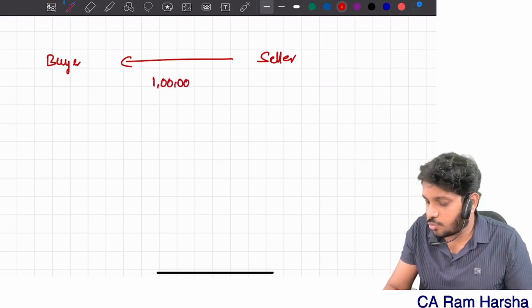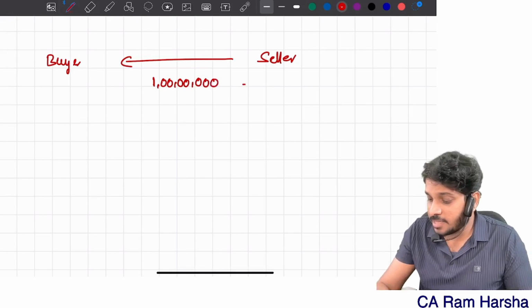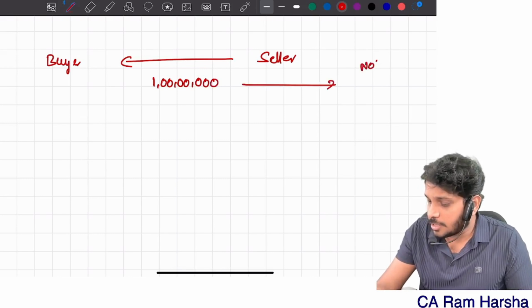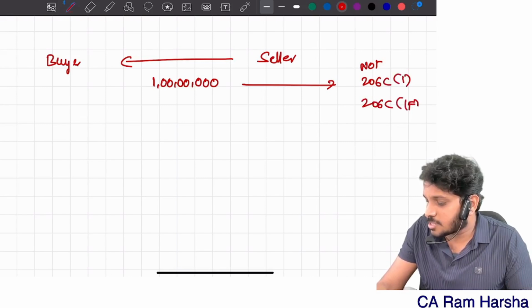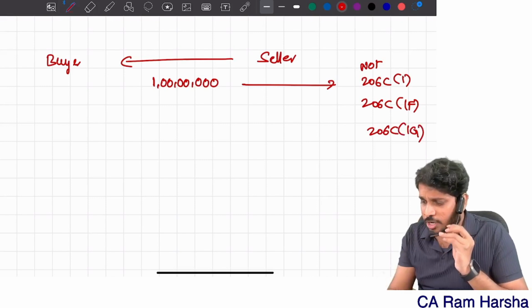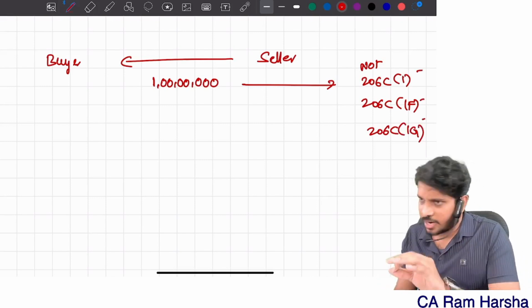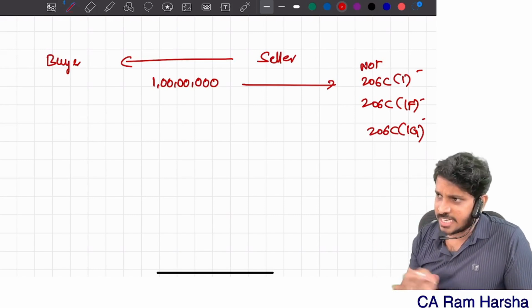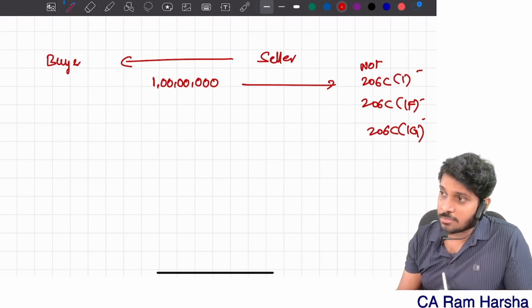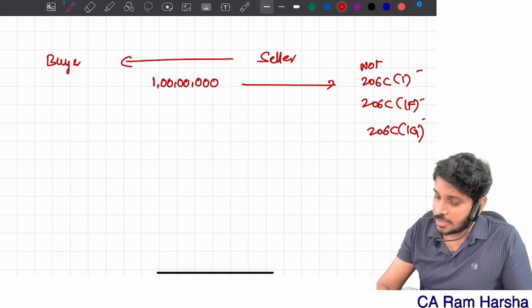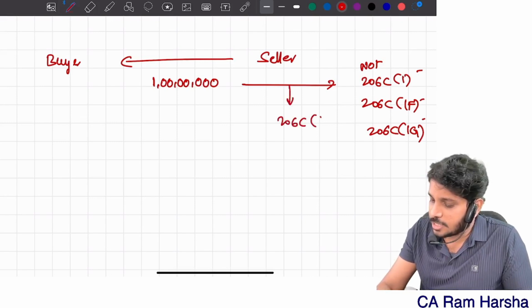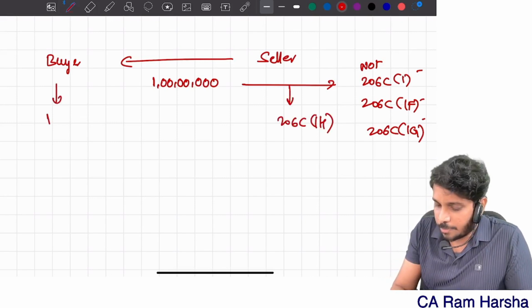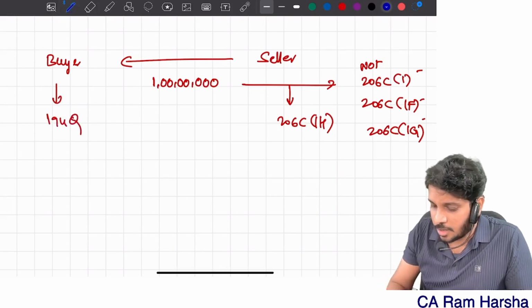1 crore worth of goods I am buying. By the way, these goods are not covered under 206C subsection 1, 206C(1F), 206C(1G), because in all these three sections only specific goods are covered. Foreign currency is also called goods, technically. So in these sections it is not covered. The remaining goods you are buying, the remaining goods only the seller is selling, then for the seller 206C(1H) is applicable. For the buyer, 194Q is applicable.